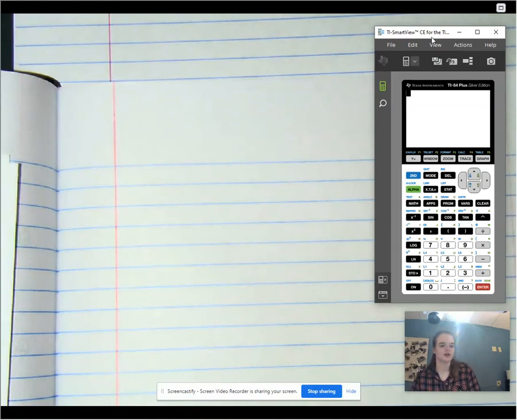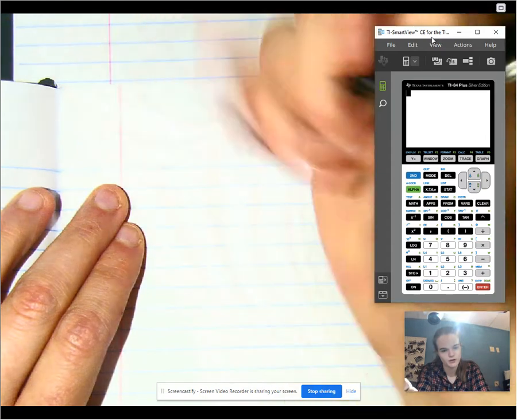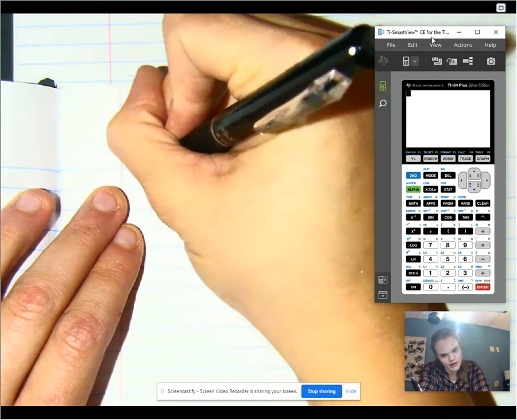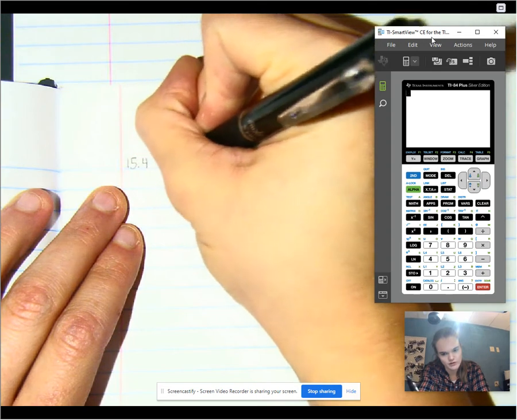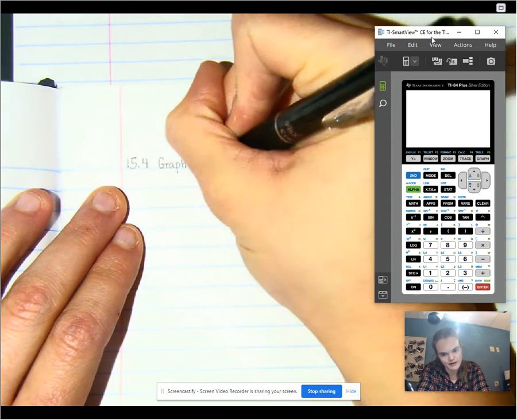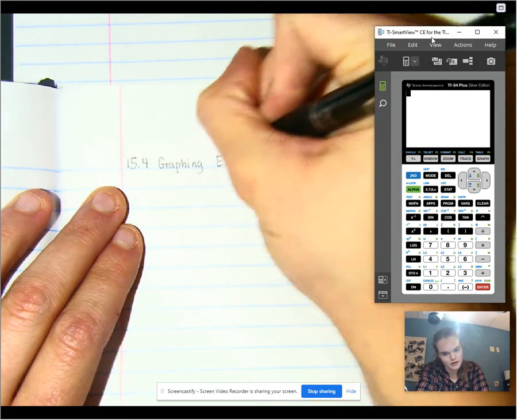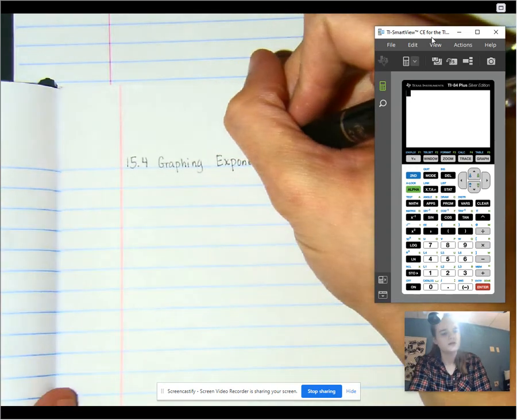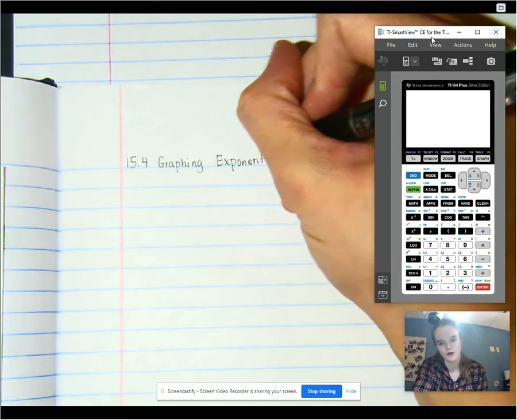So today we're going to finish up graphing exponential functions. So we're going to label your page 53, 15.4, graphing exponential functions. It's about time for us to go back and fill in your tab as well, because I forget. Exponential, couldn't spell it, functions.